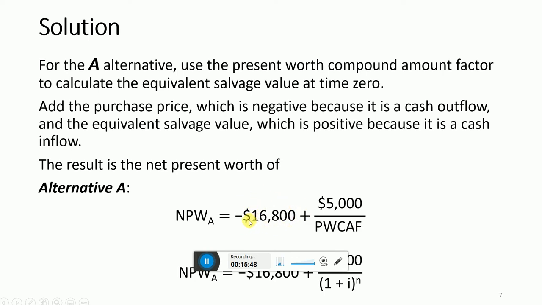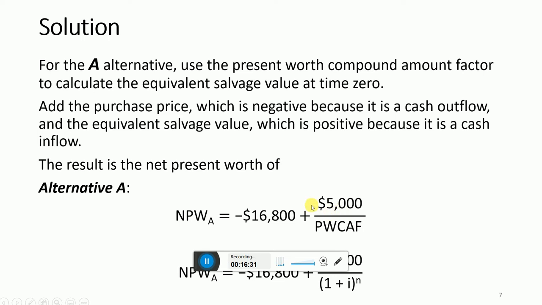The net present worth we can find using 16,800 as a negative cash flow, because 16,800 is the immediate cash which the contractor has to pay. However, this 5,000 is the salvage value, the value which will remain at the end, after 4 years. So we have to find out how much this 5,000 is worth right now. For example, it may be 2,000 right now and after 4 years it will become 5,000.